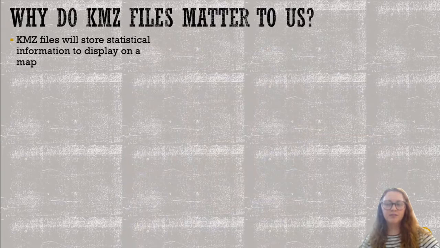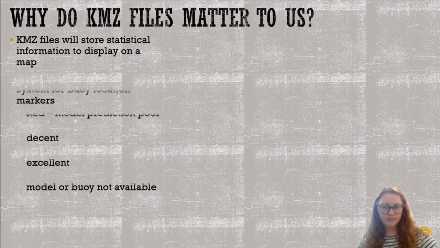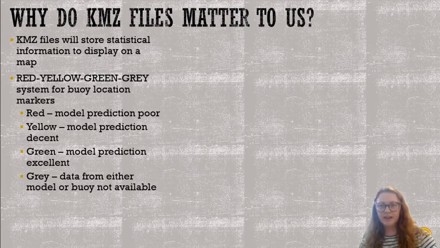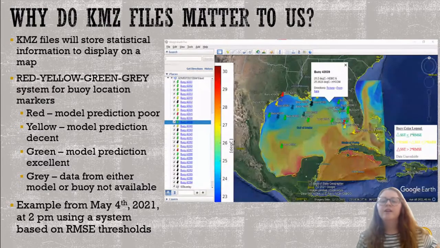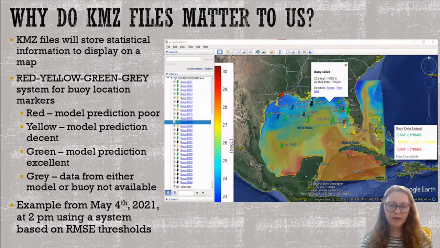Well, my KMZ files that I'm producing are used to store the statistic information that I previously discussed. As I mentioned, I have built a red, yellow, green, gray system. And here is an example from May 4th, 2021 at 2 p.m., using the RMSE thresholds that I discussed on the statistics slide.